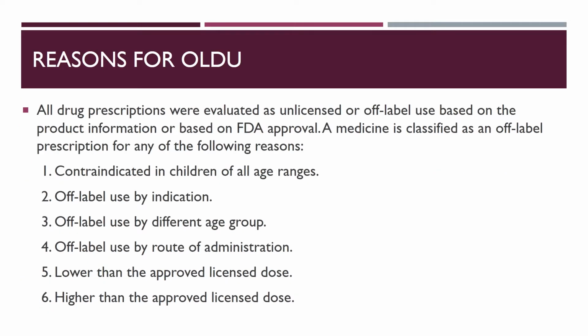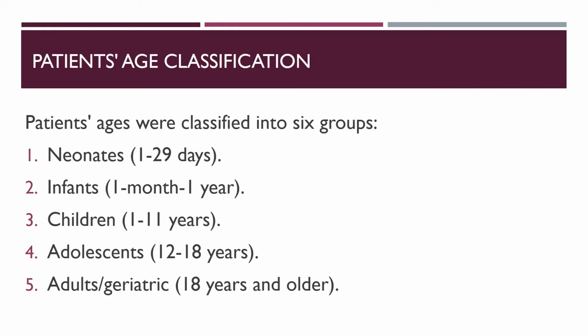Just to go back: what are usually the reasons for off-label drug use? Either contraindication in children for all age ranges, off-label use by indication, off-label use by different age group, off-label use by route of administration, or a dose lower than the approved licensed dose, or higher than the approved licensed dose. If one of these is present, we can name it off-label use.